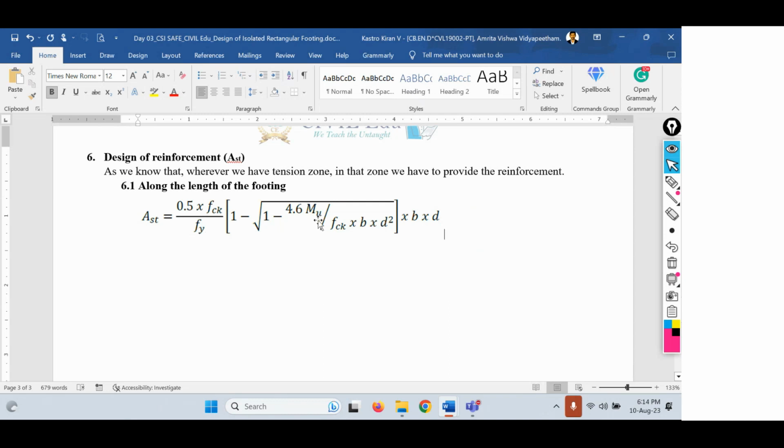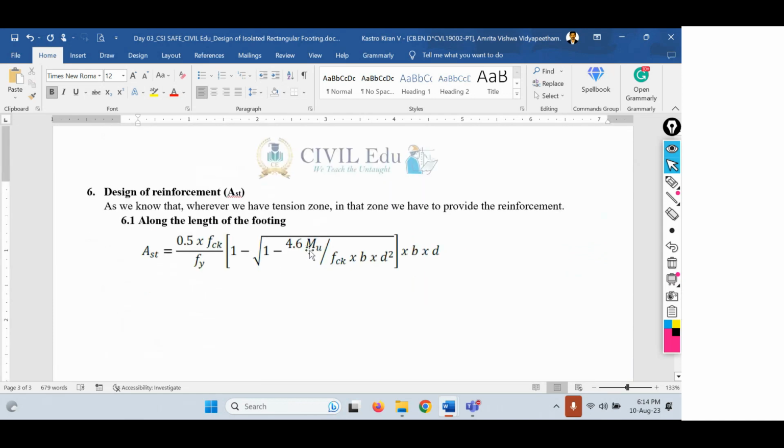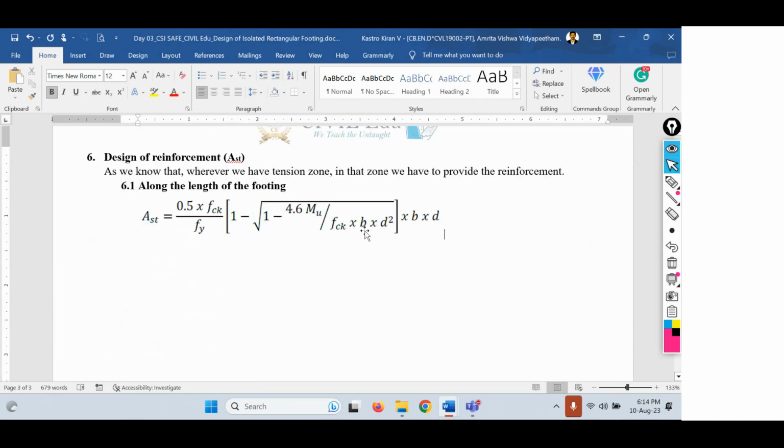Mu is the ultimate moment that we have to consider because we have found out moment along length and moment along width direction. So among those two, whichever is the highest that we have to consider as Mu, and then B is the width and d is the effective depth, not the overall depth, but the effective depth, right? So here, let us find out the values of all these things. So I'll just write the values, that is fck, the value of fck is 20. Okay, the value of fck is 20 newtons per mm square or 20 MPa we can say. And the value of fy is 415 MPa, that is grade of steel.